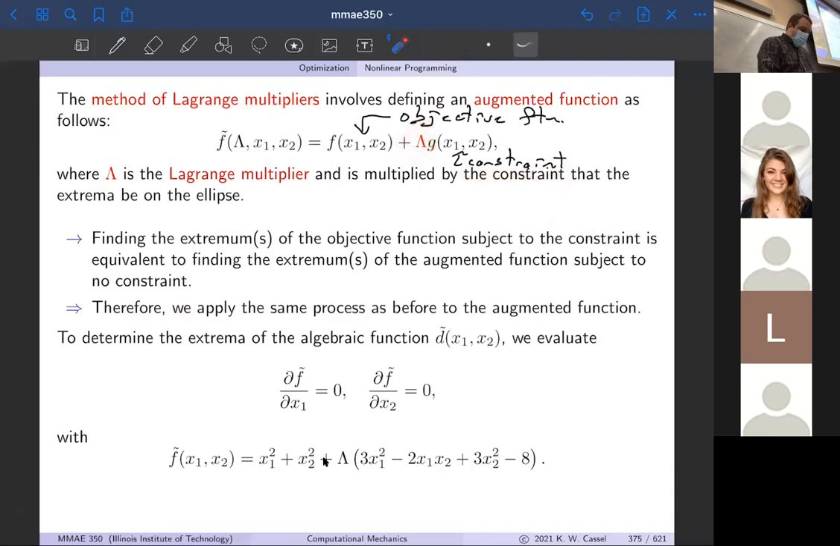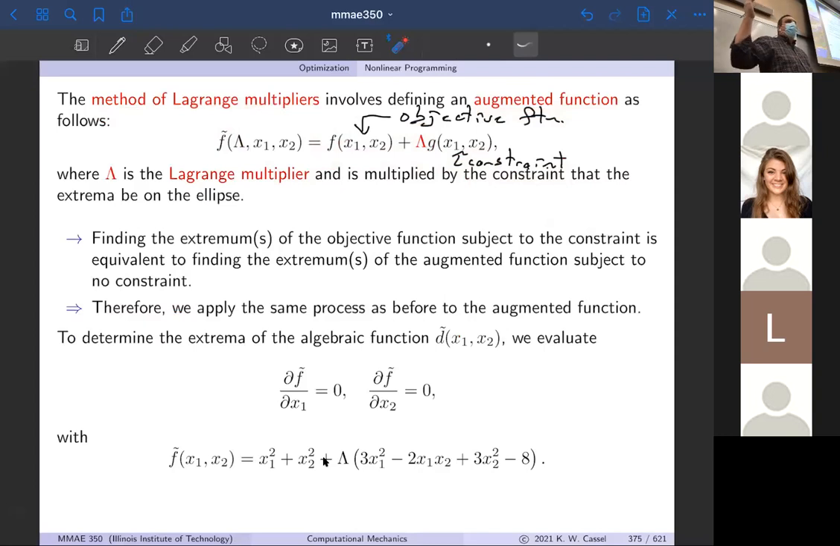So we call this the augmented function. I'll use the notation f tilde. F tilde is the original f, the objective function, plus lambda times g, the constraint. So that is the augmented function. We've augmented the objective function with the constraint to give us our augmented function f tilde.